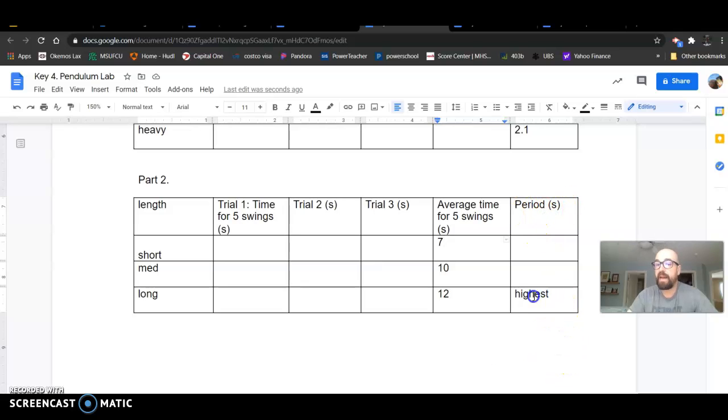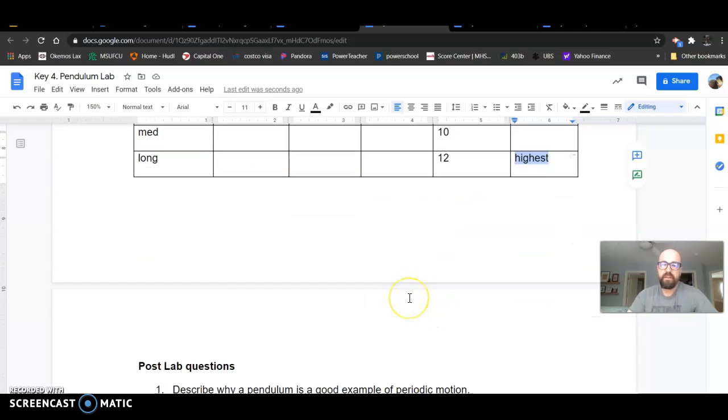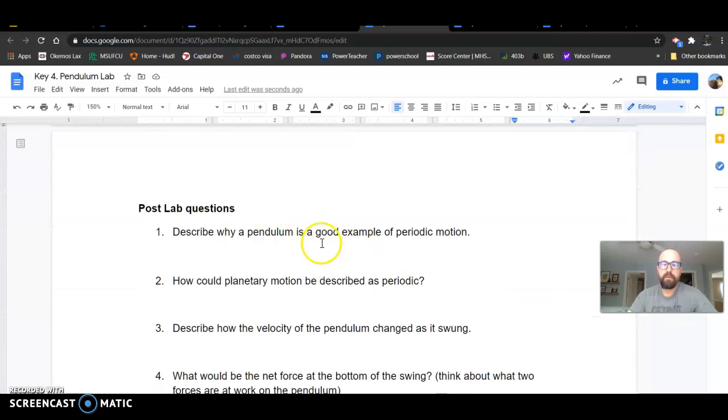And when the period is high here, that means it's taking the longest time. So you kind of think of it as high period is slow. There. So you guys did that. That seemed to be okay.